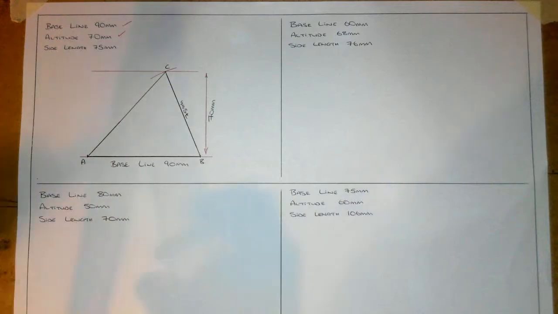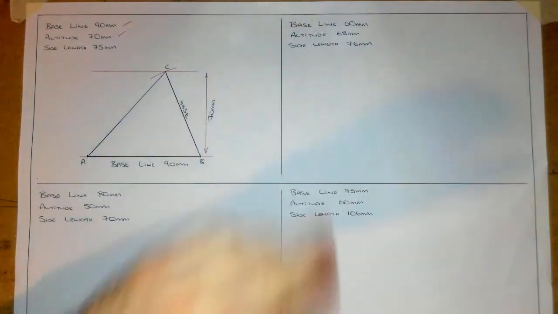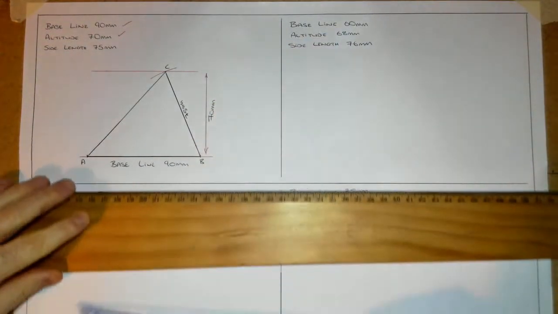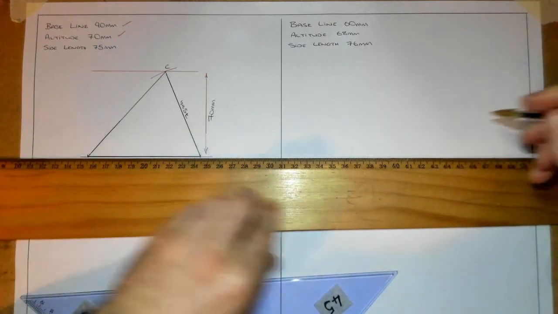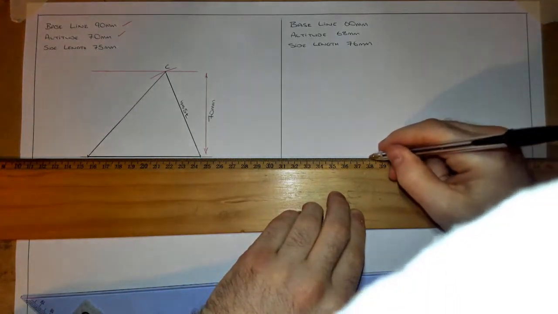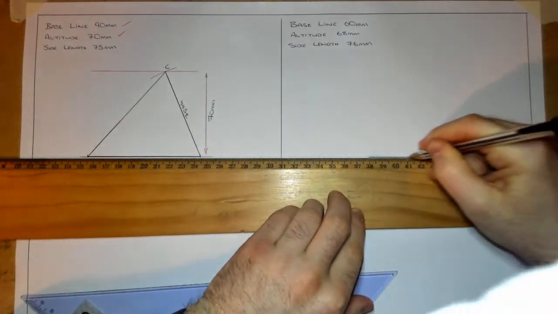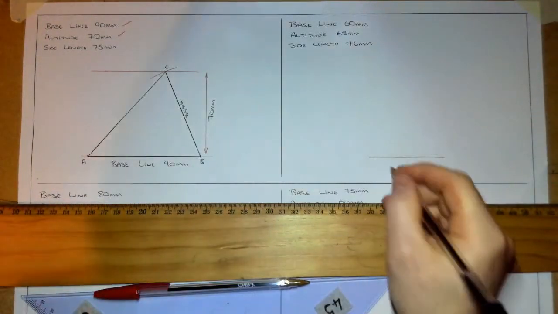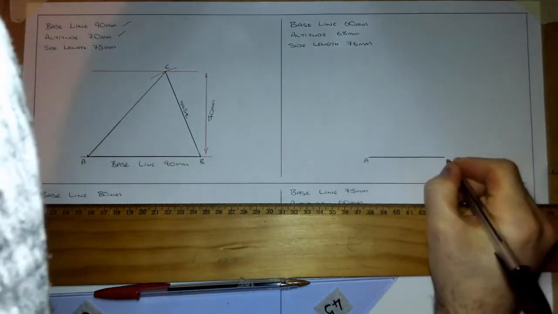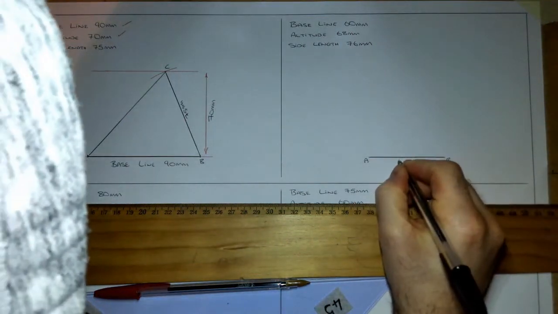So, just practicing that one again. We have another one here. Baseline 60 millimeters. So we'll start that again. This time I'm going to go a little bit quicker. So 60 millimeters. There you go. There's my baseline, and I'm going to call that A, B. 60 millimeters.